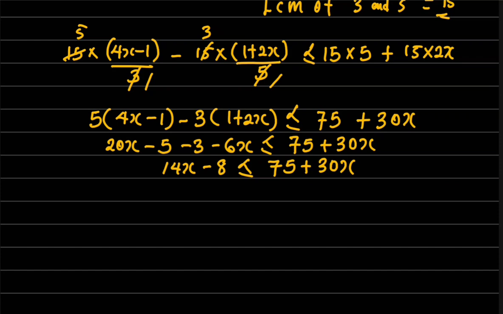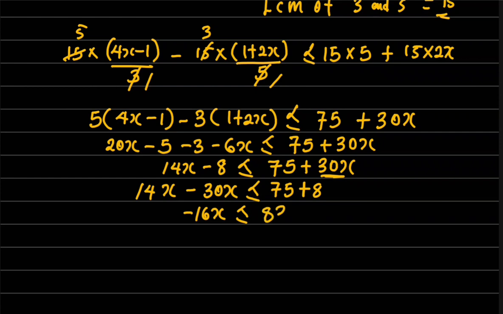This is the juncture where we collect like terms, all the x on one side, 14x. Then this 30x, once it's crossing over the inequality sign, it changes to minus 30x, less than or equal to, now minus 8 will move over, it is going to be 75 plus 8. Okay, that is what it is. And the next thing we have to do, 14x minus 30x, you are going to have minus 16x, less than or equal to 75 plus 8, which is going to give us 83.